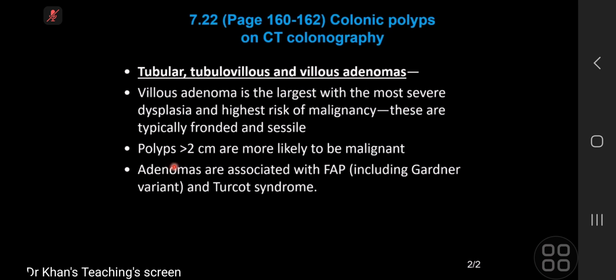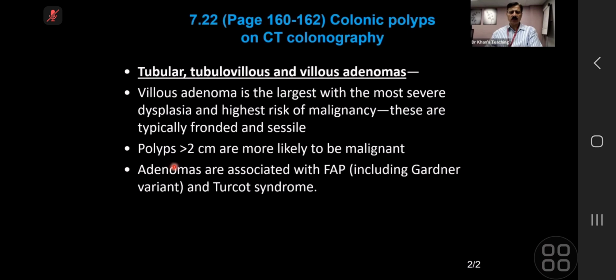Which kind of polyp has got the highest risk of malignancy? I've simply cut and pasted your Chapman here: villous adenoma, and they are more sessile, the variety. This one was pedunculated, tubular, so this is less likely to be malignant. And adenomas are associated with FAPs, which are extremely important. We will come back to them just in a while.